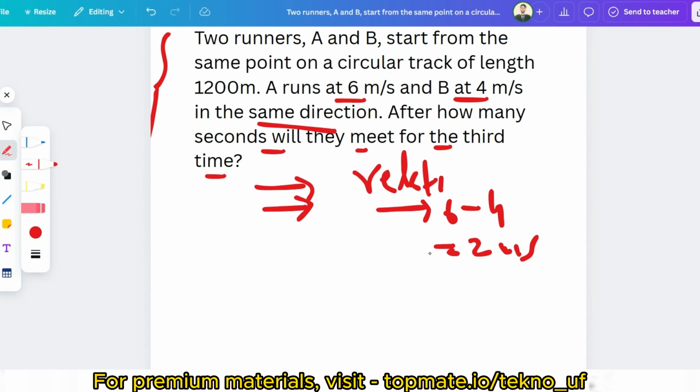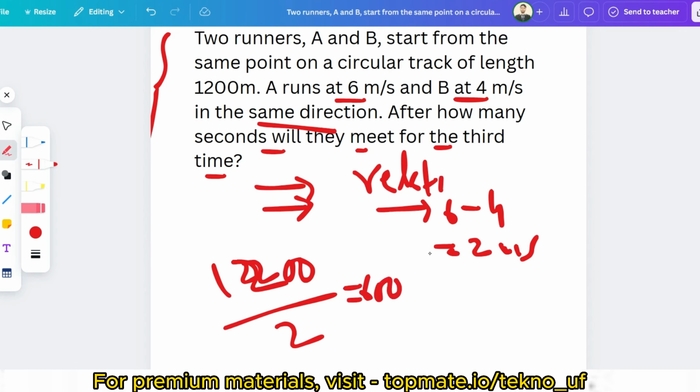The total circular track is 1200 meter, and the relative speed is 2 meter per second. They are constantly going. If they start from here, then they will meet here after 1200 by 2, that is 600 seconds. After 600 seconds they will meet.